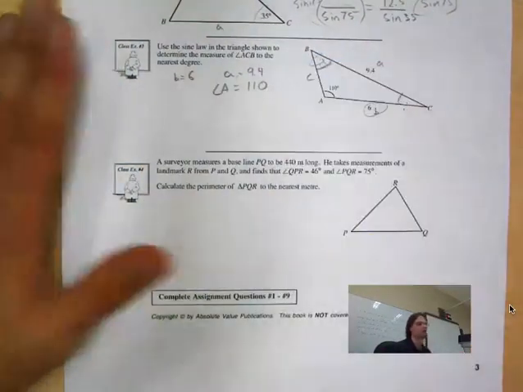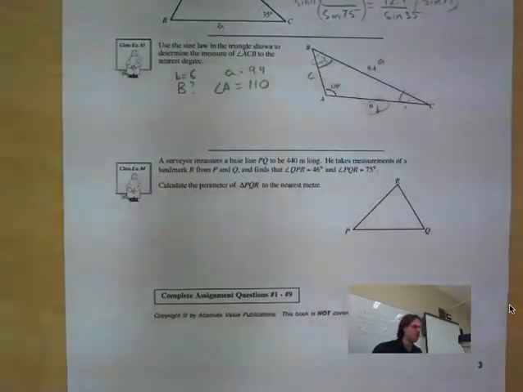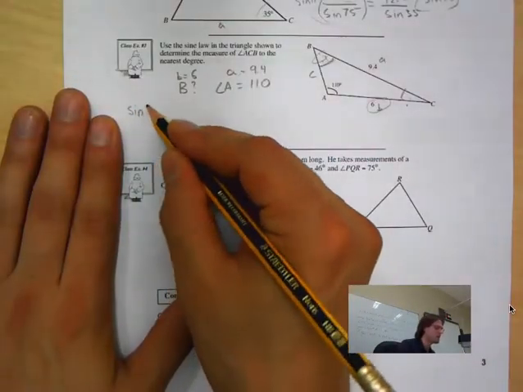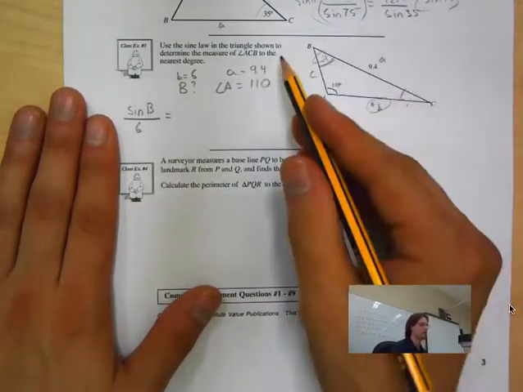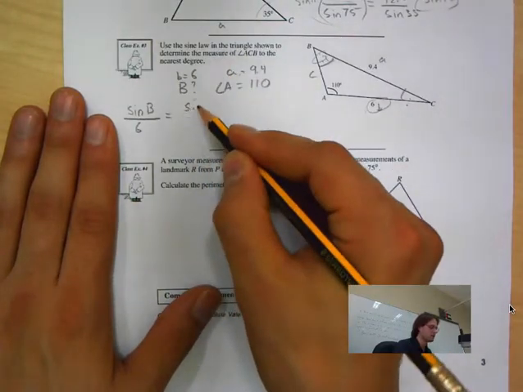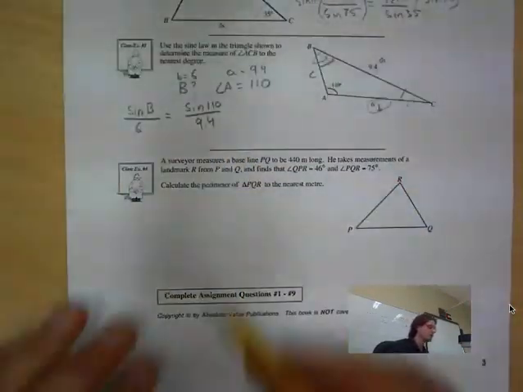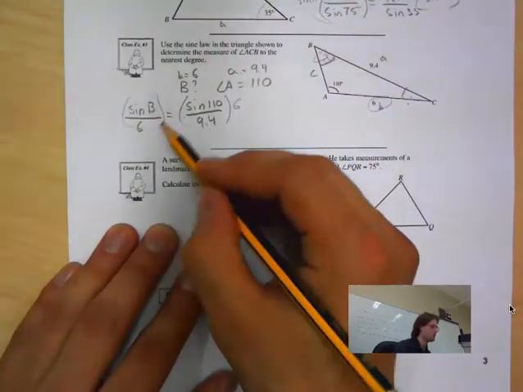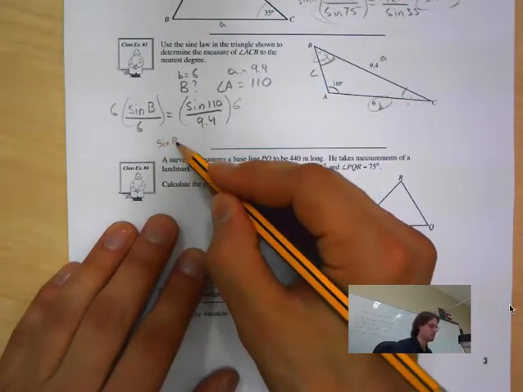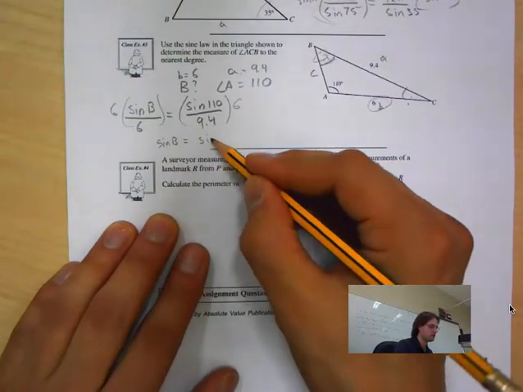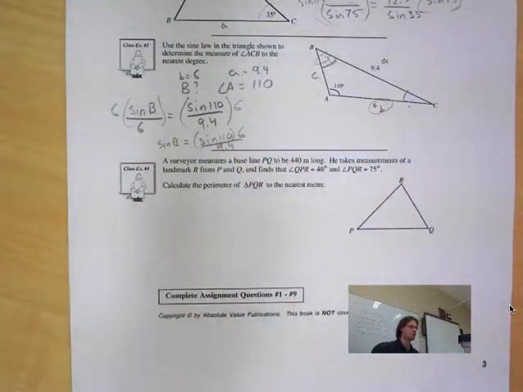I'm going to leave my angle on top because I don't like my variables on the bottom. We're going to try and figure out B, so I'm going to put my angles on top. I'm going to have sine B all over 6 is equal to sine 110 all over 9.4. Once again, we want to isolate for B, so I'm going to multiply by 6 on both sides. I'm going to end up getting sine B is equal to sine 110 multiplied by 6 divided by 9.4. I'm just going to figure out what that is in my calculator.